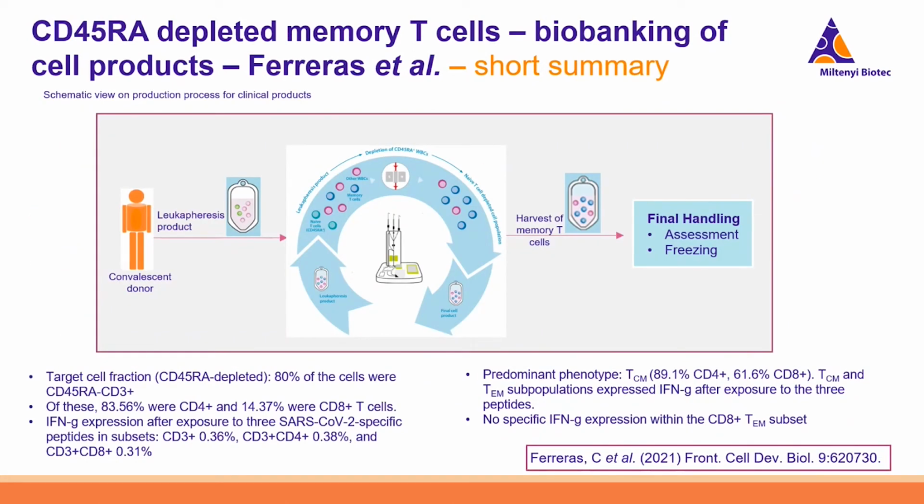Here we can get an overview of the production process. A leukapheresis product was obtained from a convalescent donor. As reported, after a CliniMACS Plus CD45RA depletion procedure, 80% of the cells were CD45RA negative T cells. About 84% of the T cells were CD4 positive, and about 14% were CD8 positive. After stimulation with SARS-CoV-2-specific peptides, the percentage of interferon-gamma secreting cells in the T cell subsets ranged from 0.31 to 0.38%. The predominant phenotype was central memory T cells.